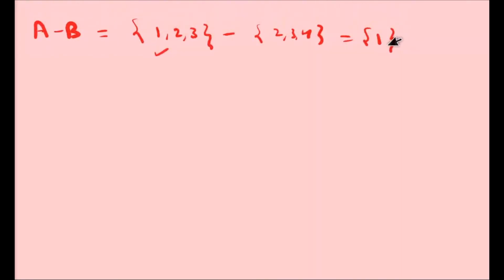Now, what is the meaning of A minus B? A minus B means those members that belong to only A, not to B. So we can see here 1 belongs to only A. So the answer is 1. This is the difference.